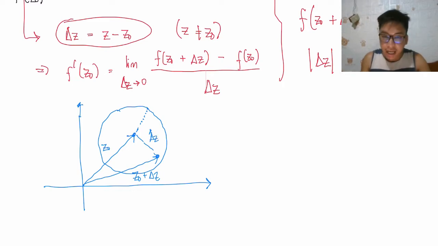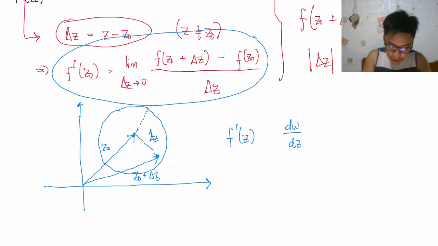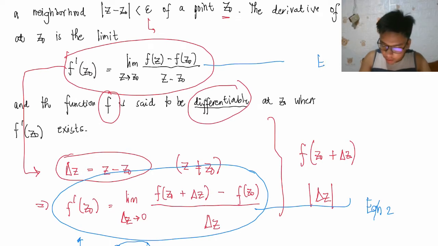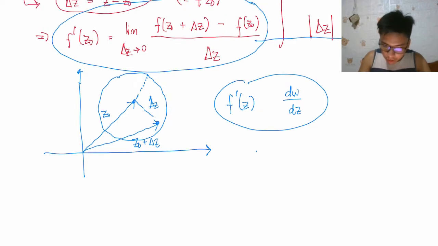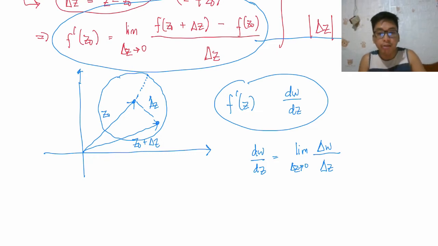Okay, so instead of writing f prime of z, if we write this as dw over dz, this equation here, let me label as equation 2. The one that is presented here is equation 1. So if we write this in this way, then equation 2 can be written as the limit of delta w over delta z as delta z approaches 0. Okay, so that's another way of representing the derivative of a complex valued function. If you have any question or clarification, kindly let me know so that we can discuss that.